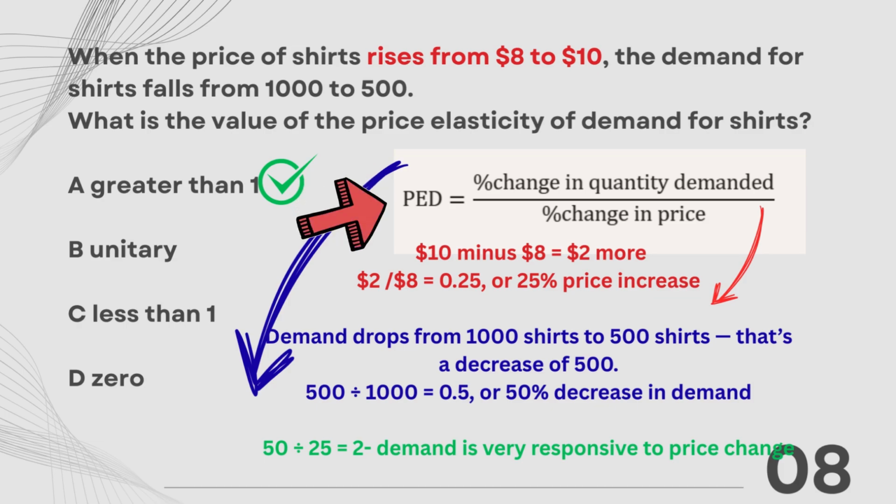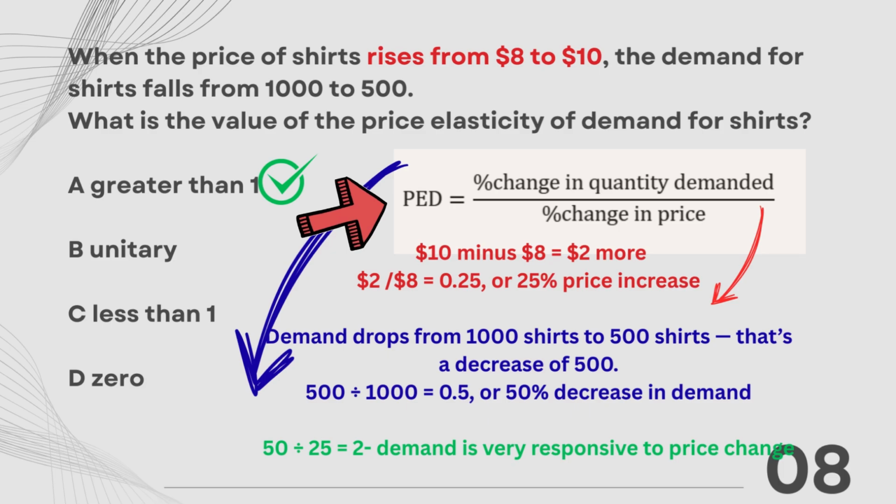Then ask this question: how big is that increase? Again, comparing it to the original price, which is $8. How big is that increase? So $2 is a quarter of 8. So that's a 25% increase in the price, or 0.25.